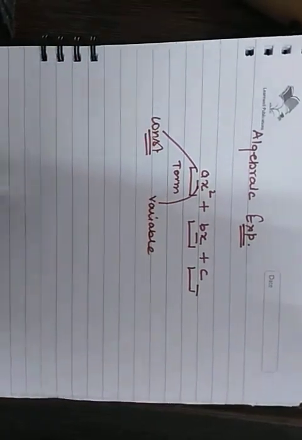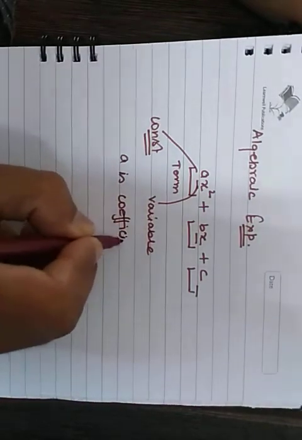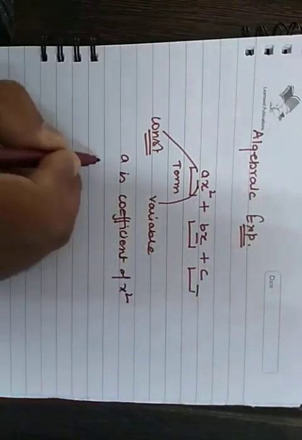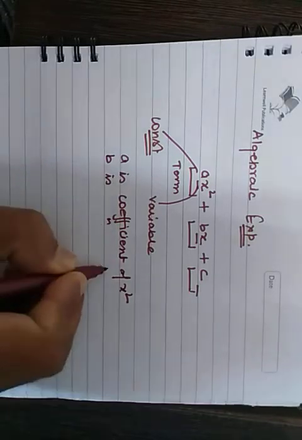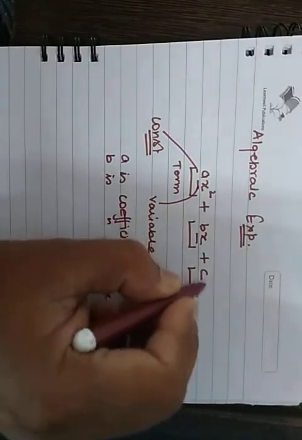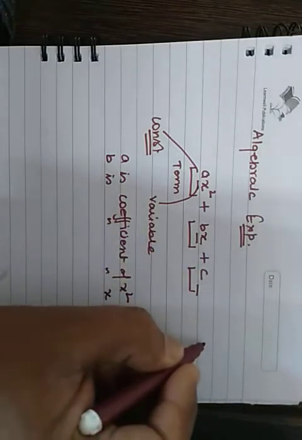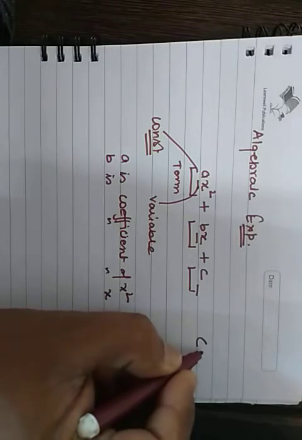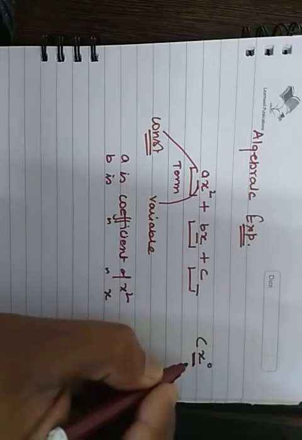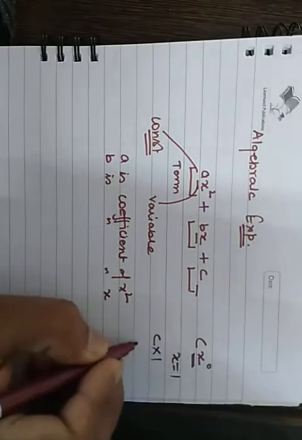We will also call that a is the coefficient of x square, b is the coefficient of x, but everyone will say that this c doesn't have any variable. It has a variable, but it is not visible, as we can write this c as c into x to the power 0, and the value of x to the power 0 is equal to 1. So this will become c into 1 or simply c.